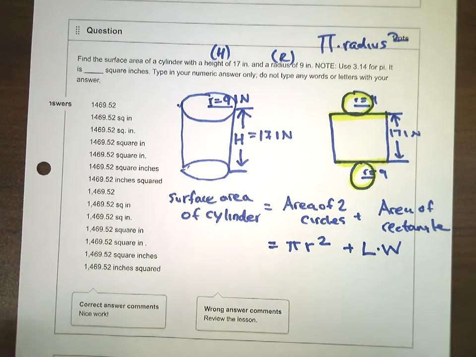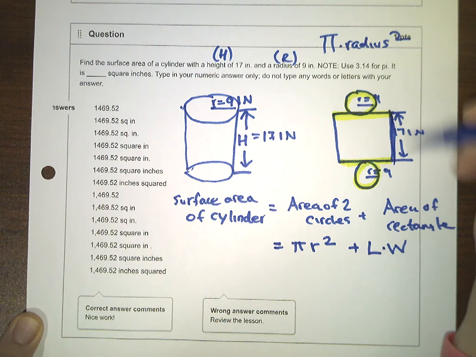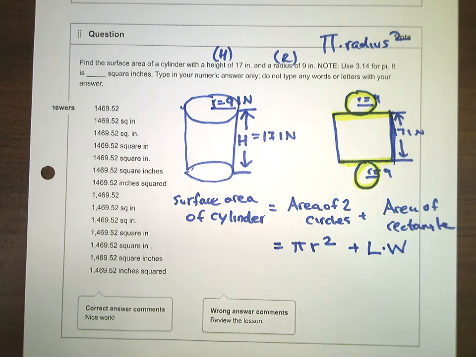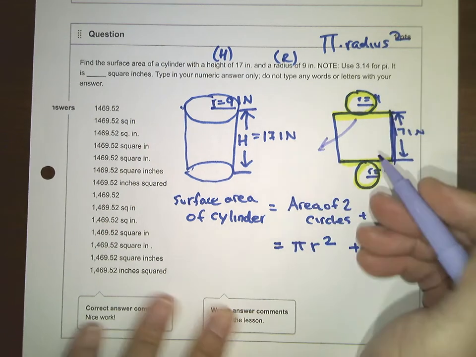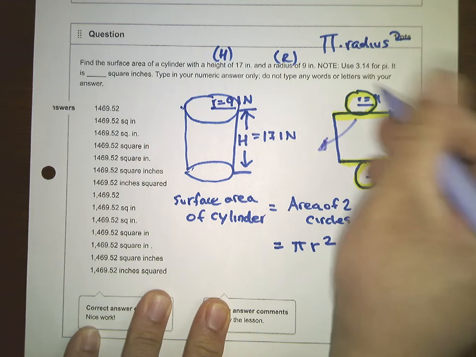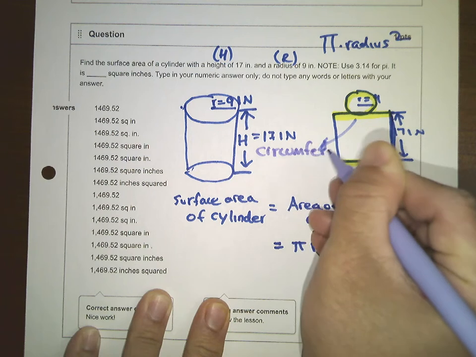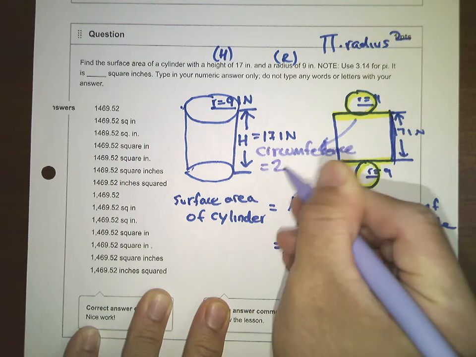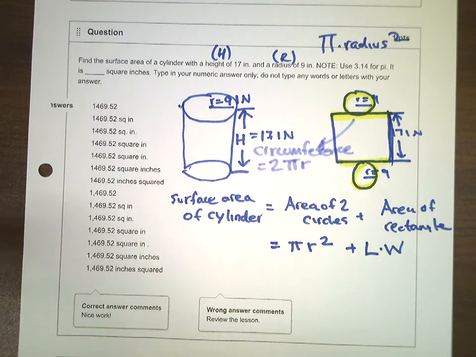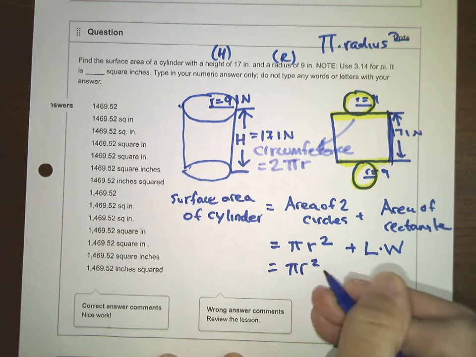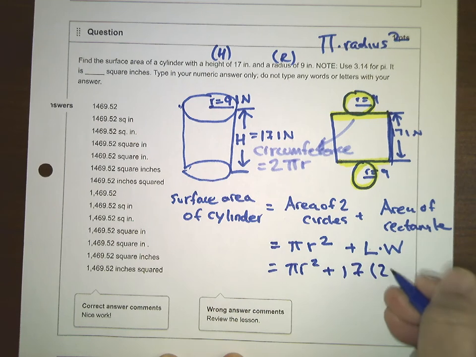So you know that one of the numbers, let's call this the length of the rectangle, is 17. Now, how are you going to find that yellow length, which is the width of the rectangle here? Well, that's the same as the distance around the circle. So that's the circumference of the circle, and that is 2 pi r. So in this case, we have pi r squared, and then the length is 17, and then the width is 2 pi r.